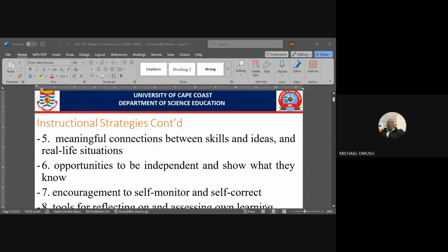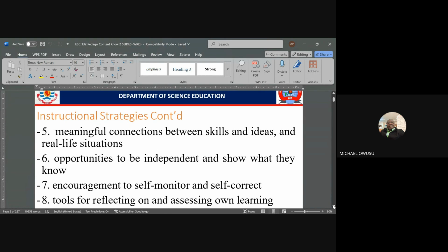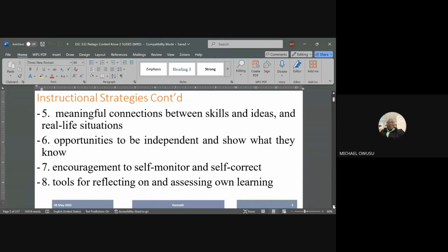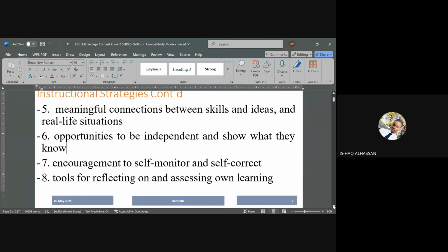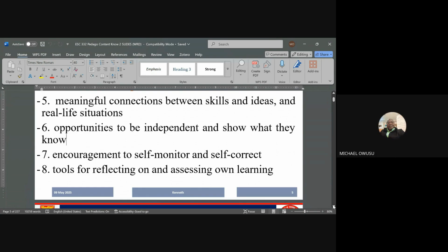Right. Okay, so we were on this. For them to become strategic learners, there is the need for you to make meaningful connections between what they are learning, the skills and the ideas, and real life situations. That was where we were. Then we said we should give them opportunities, and we should also encourage them to be self-motivated.